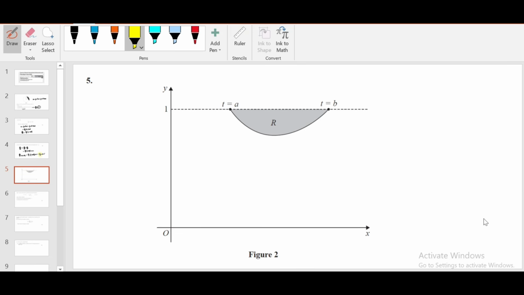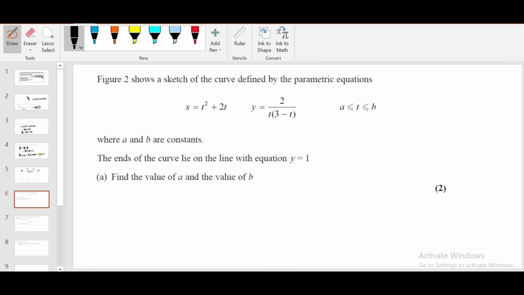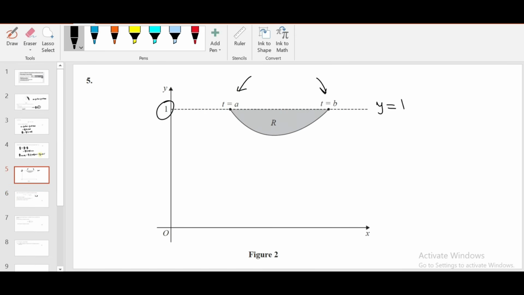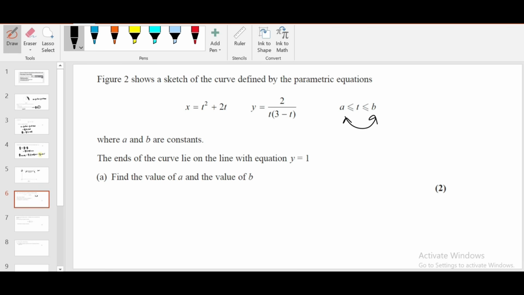We have a diagram given. There is a curve and a line. They put 1 here, so this line is y is equal to 1. And there is another variable t. Let's read the question. The parametric equations are given from A to B. The ends of the curve lie on the line y is equal to 1, as you can see from here. They put t is equal to a at this point, and at this point t is equal to b. They want you to find the value of a and b.